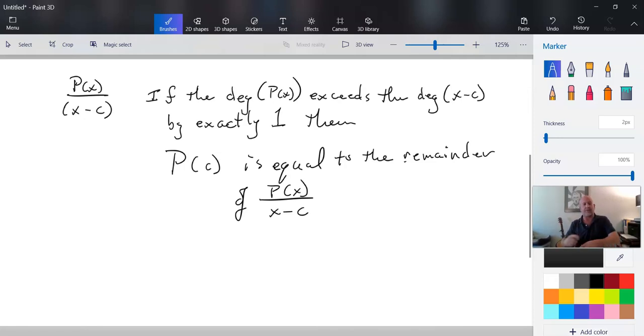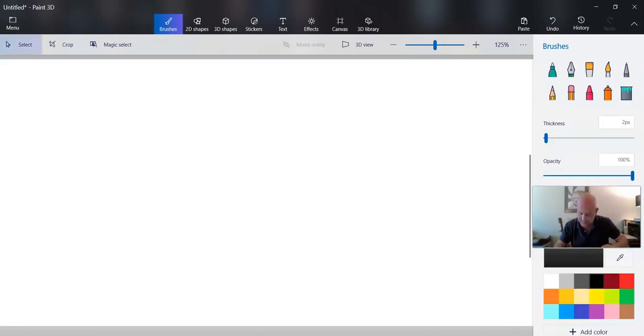So basically, this is a way of getting a hold of a value that may otherwise be more difficult to compute. That's really the whole idea here. So let's look at what that means. Let's actually take a look at an example. It basically means that the remainder you get when you divide is the same thing as plugging the root of that factor into the function. So let's go ahead and take a look here.